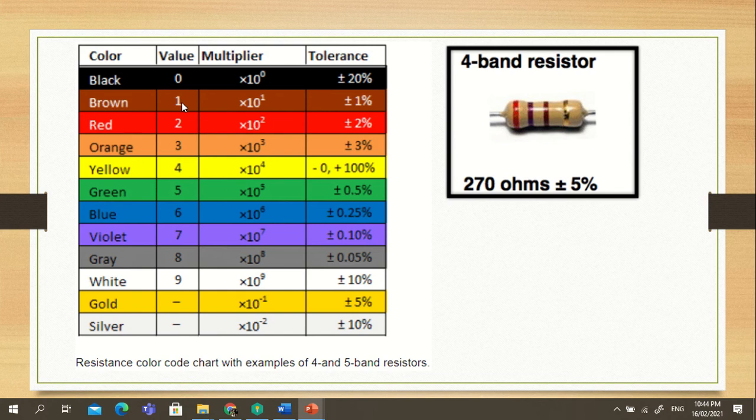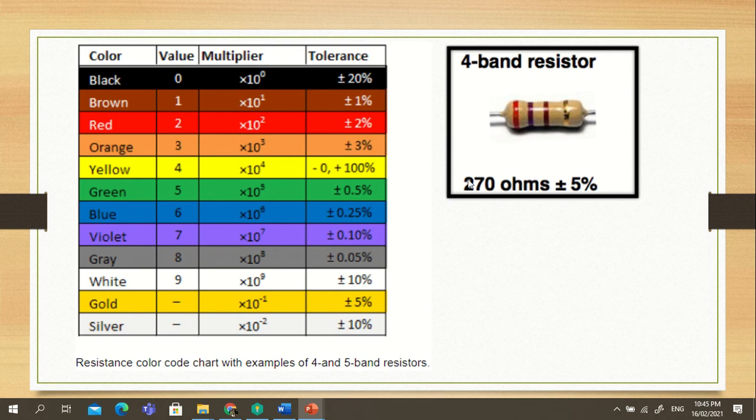So that is your multiplier. The third band is your multiplier. It means that you just multiply it by 10. So we have 27 times 10. For brown, your multiplier is 10 to the 1. So times 10, that is 270 ohms. And then the tolerance color is gold. So you look at gold here. This is gold, so plus or minus 5%. So you put plus or minus 5%.